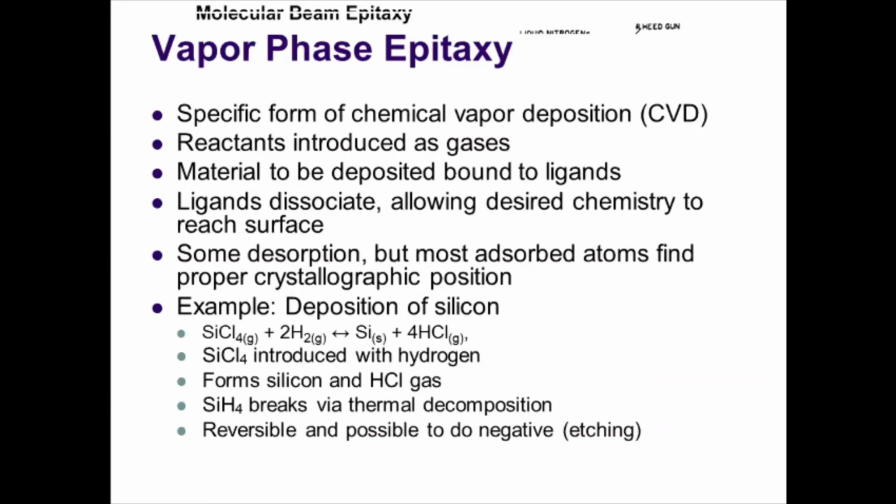Okay, in the case of vapor phase epitaxy, it is nothing but a specific form of CVD, as opposed to PVD. You have physical vapor deposition and chemical vapor deposition. The reactants are introduced as gases. The material to be deposited is bound to ligands. Ligands dissociate, allowing the material to reach the surface. You see the typical diagram.